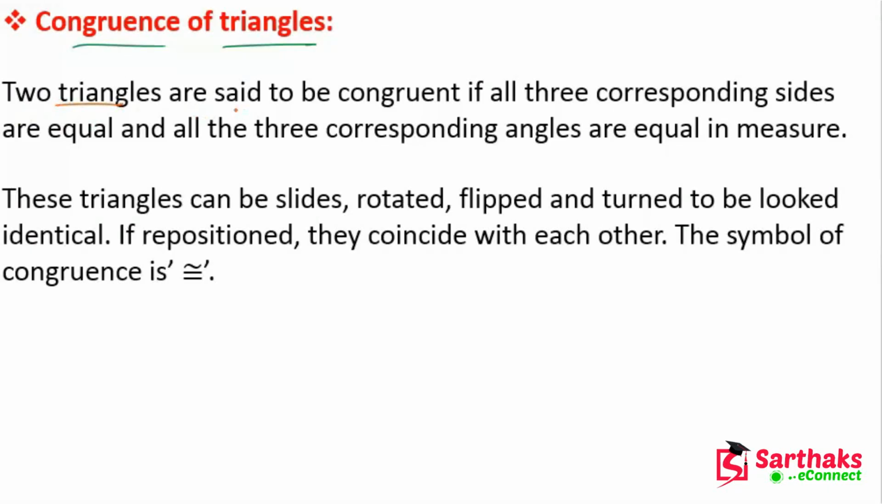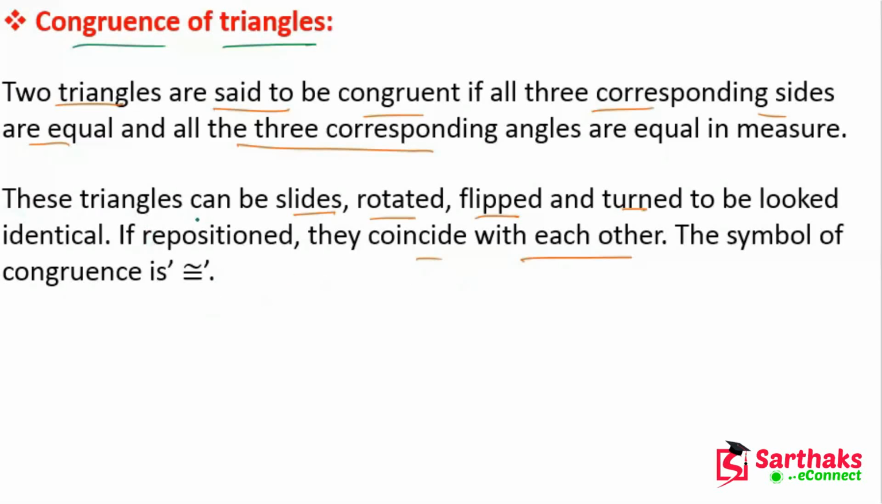So two triangles are said to be congruent if all three corresponding sides are equal and all three corresponding angles are equal in measure. Okay, and these triangles can be slid, rotated, flipped and turned to look identical if, after repositioning, they coincide with each other. So if we change the position, they can coincide with each other. I hope you get this point.